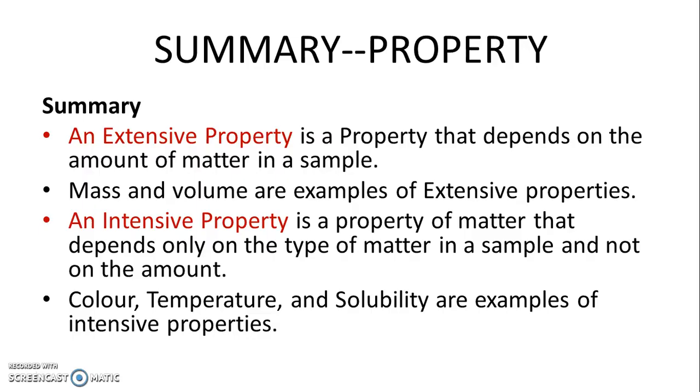Now we will summarize. An extensive property is a property that depends on the amount of matter in a sample. Mass and volume are examples of extensive properties. An intensive property is a property of matter that depends only on the type of matter in a sample but not on the amount. Color, temperature and solubility are examples of intensive properties. So in this way, we have learned the properties of a system and their types.